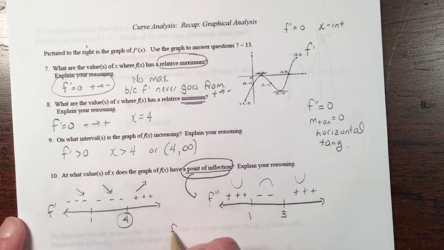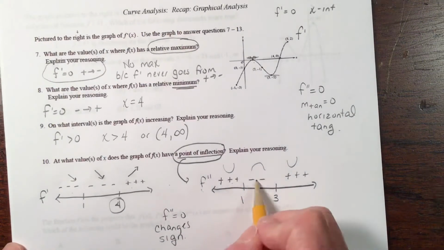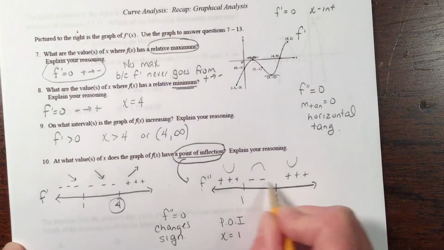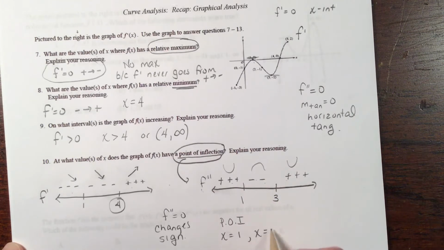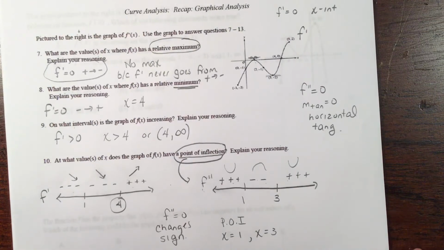So for a point of inflection, we want to look to see where the second derivative is 0 and it changes sign. It doesn't matter which direction the sign changes in, as long as it changes signs. So I have a point of inflection at x equals 1 and another point of inflection when x equals 3. Okay, so that's just a little review from before break.